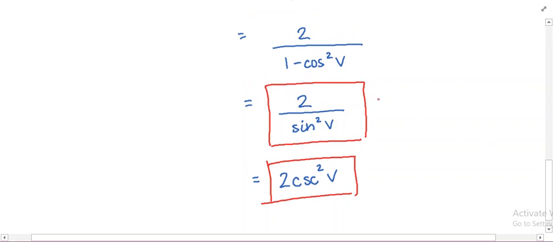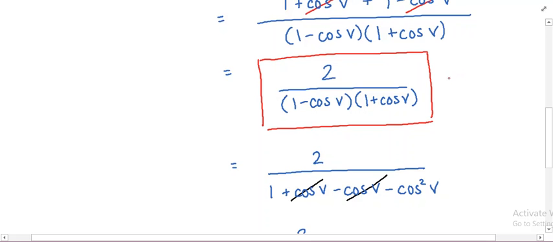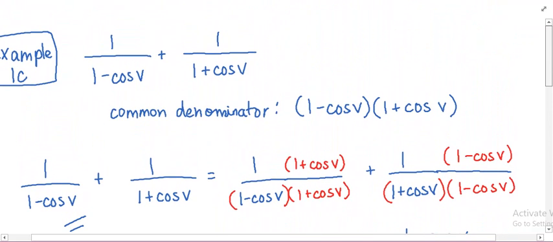But again, this is correct. It is not as simplified, but it is correct. Same thing here, correct, not as simplified as you can get, but still correct. All right, let's try another algebraic manipulation that will help us with establishing trigonometric identities.